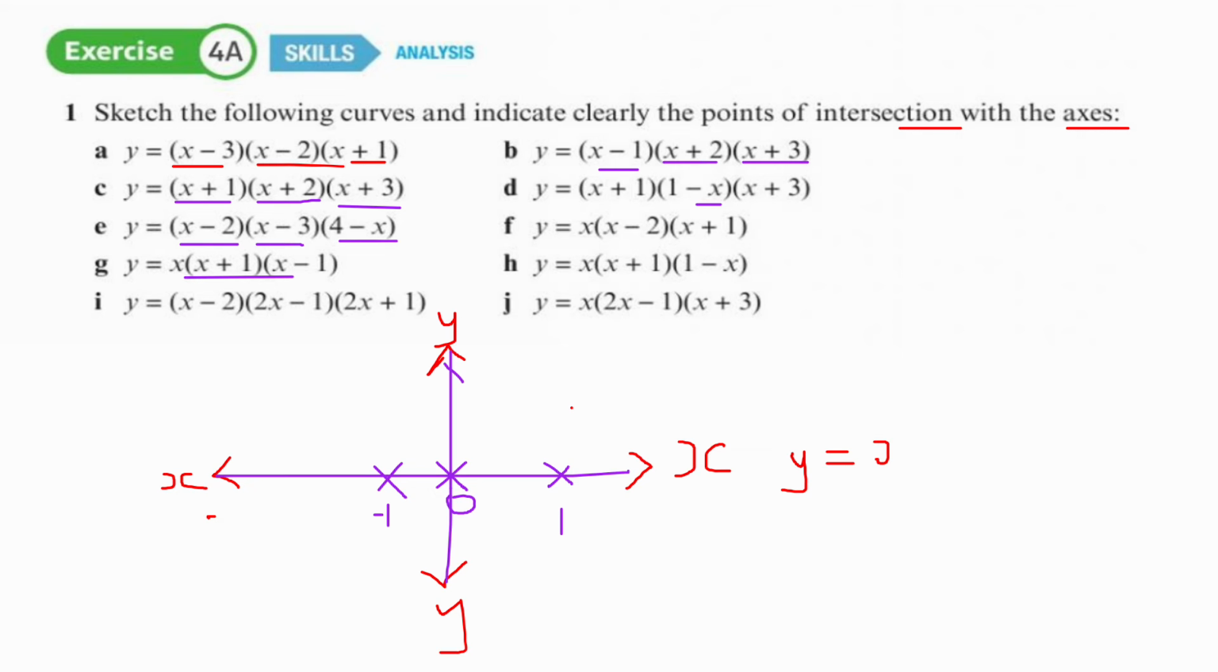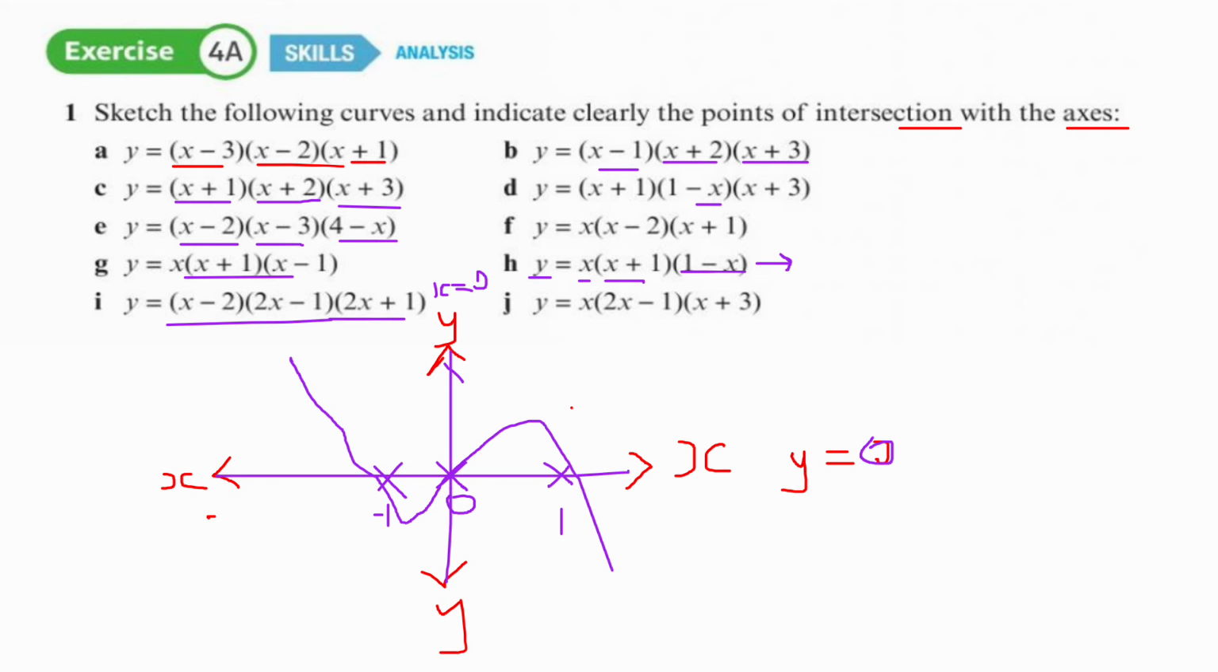For part H, I've got a negative cubic because of this 1 minus x here. The roots are exactly the same, however it's going in the opposite direction, so it's going to look like this. It crosses 0, -1, and 1 when you set each bracket equal to 0. Remember from today's lesson that when y equals 0, that's the x-axis, and when x equals 0, that's the y-axis.